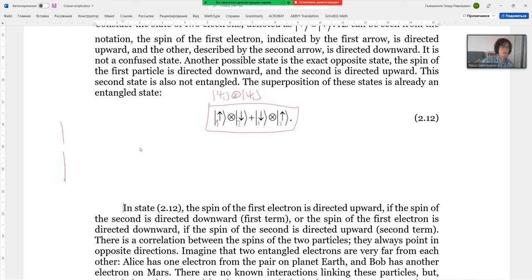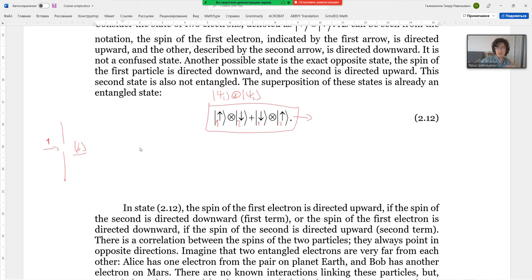We have this instrument and we put particle 1 through it. It can be either in state up or state down, and we get state down for particle 1. What does it mean? It means that we need to project. We have to choose this state after measurement. It was a superposition, either spin up or spin down.